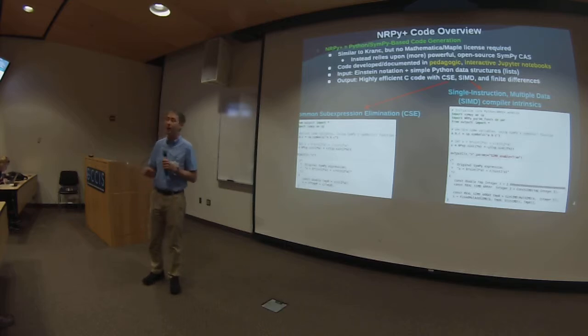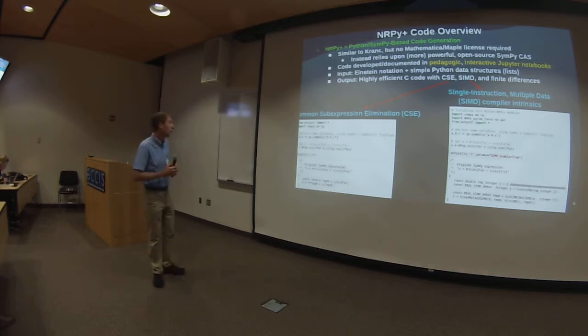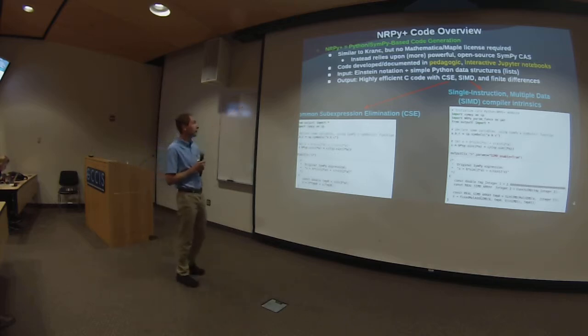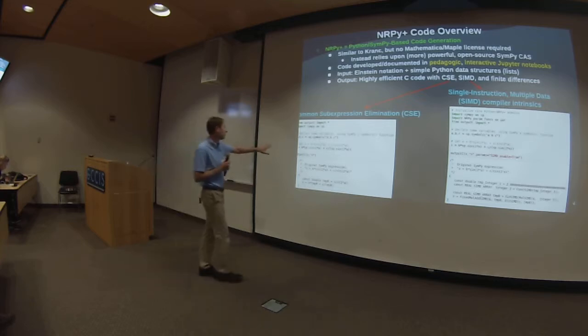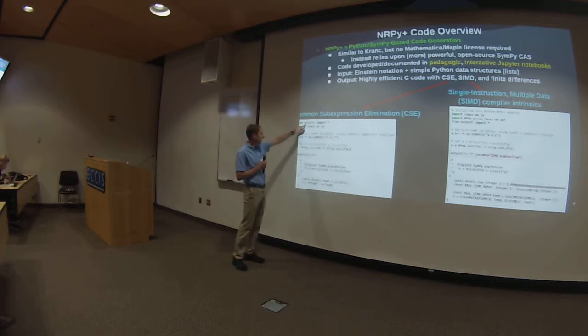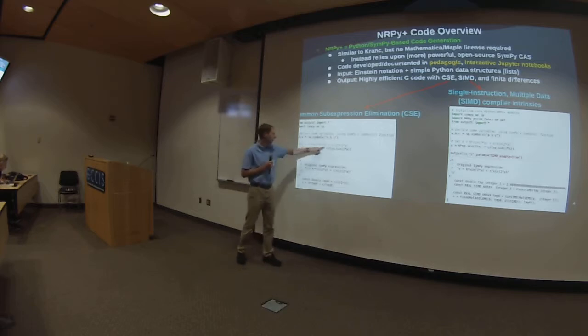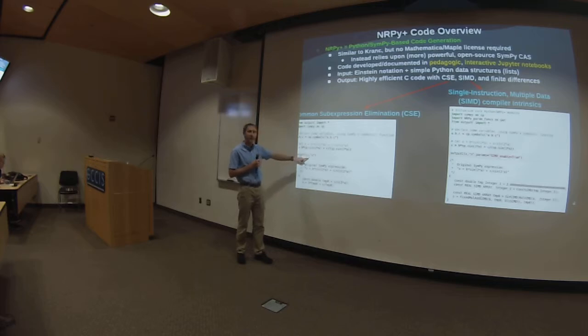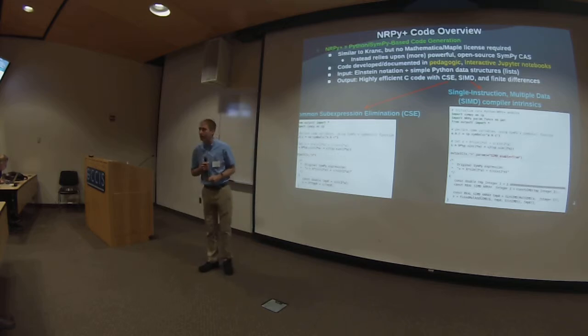You don't have to see how it does that. You don't have to do anything underneath the hood. It just does it for you, and it's quite nice. So as it says there, input is Einstein notation, simple Python data structures, and the output is highly efficient C code. So for example, we simply import NRPy, we import SymPy, and we declare some symbols, and then we give it this expression x equals this. Here's the actual expression. Then we say output C, and it automatically uses SymPy's common subexpression elimination.